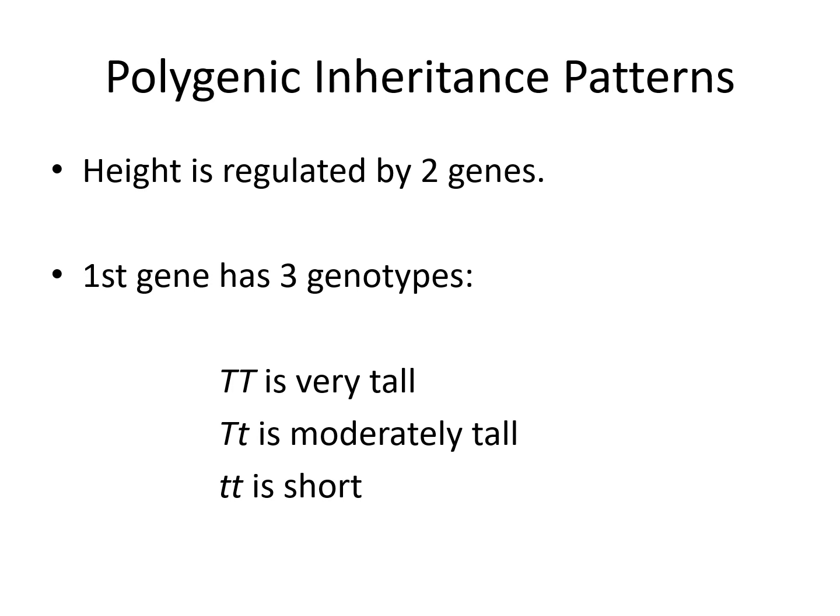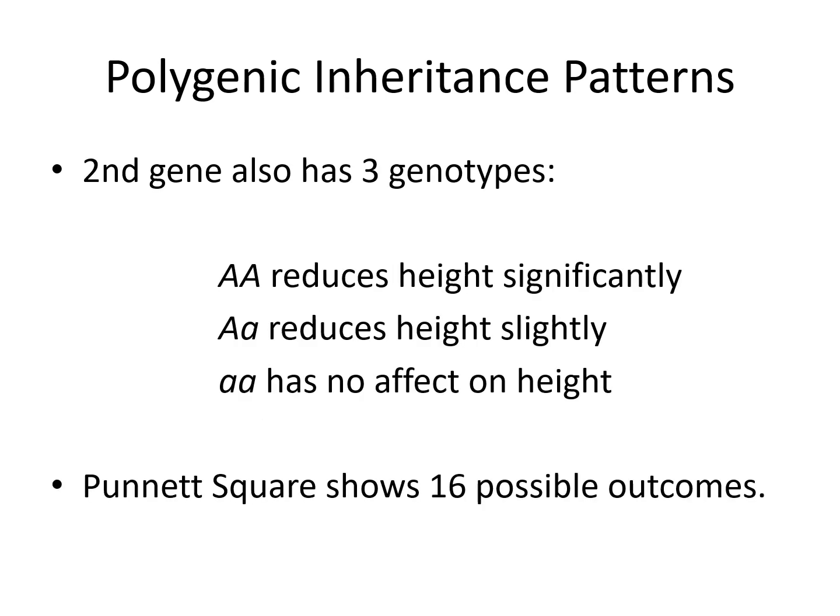Height is regulated by 2 genes. The first gene has 3 genotypes. Big T, big T is very tall. Big T, little t is moderately tall. And little t, little t is short. The second gene that's controlling height has 3 genotypes as well. Big A, big A reduces height significantly. Big A, little a reduces height slightly, and little a, little a has no effect on height.